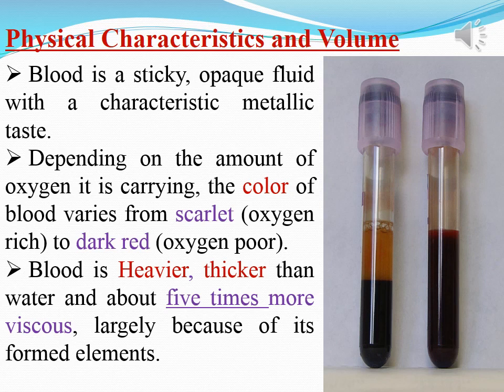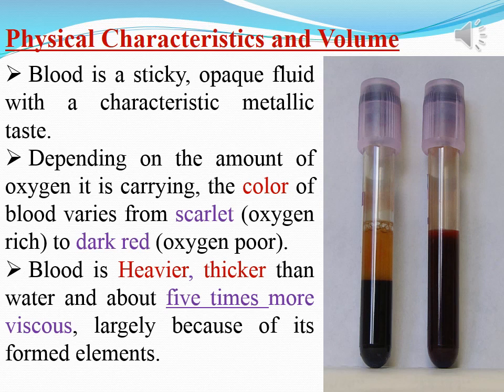Depending on the amount of oxygen it is carrying, the color of blood varies, according to the amount of oxygen. From scarlet, full rich oxygenated blood, to dark red when it is deoxygenated or oxygen-poor blood.